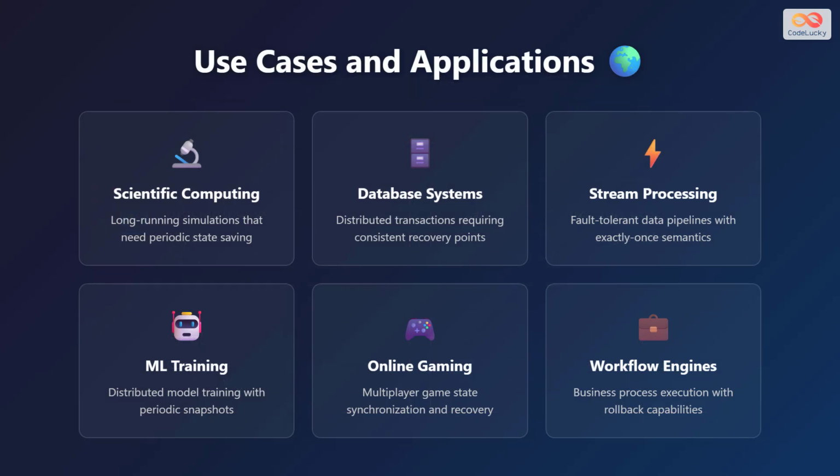Coordinated checkpointing is widely used in scientific computing for long-running simulations that need periodic state saving. Database systems use it for distributed transactions requiring consistent recovery points. Stream processing platforms employ it to achieve exactly once semantics. Machine learning systems use coordinated checkpointing to save model state during distributed training. Online gaming leverages it for multiplayer game state synchronization and recovery. Workflow engines use coordinated checkpointing to enable rollback capabilities for business processes. These applications demonstrate the practical importance of coordinated checkpointing in modern distributed systems.